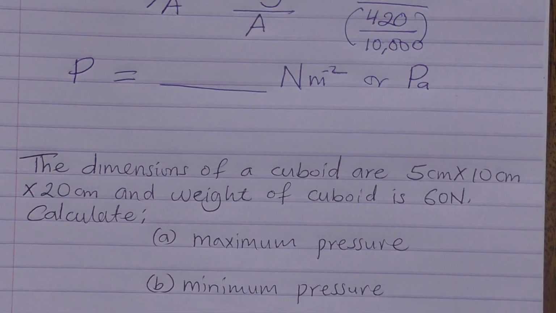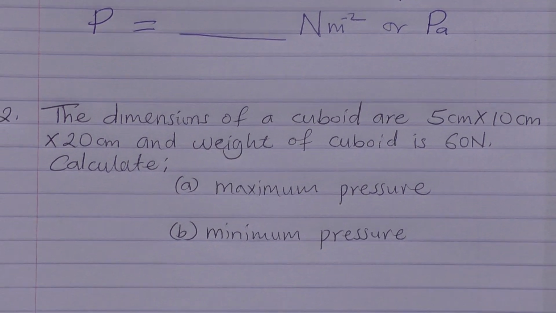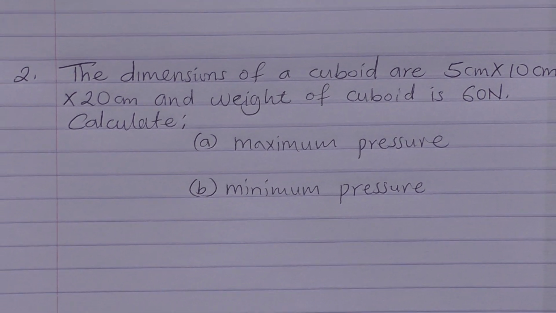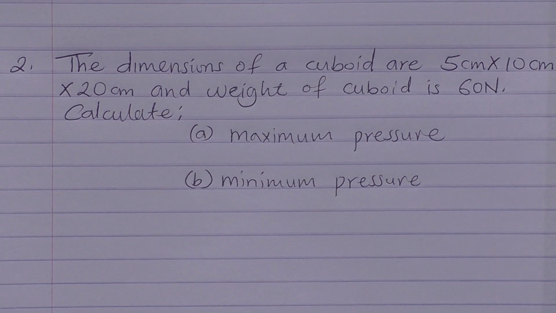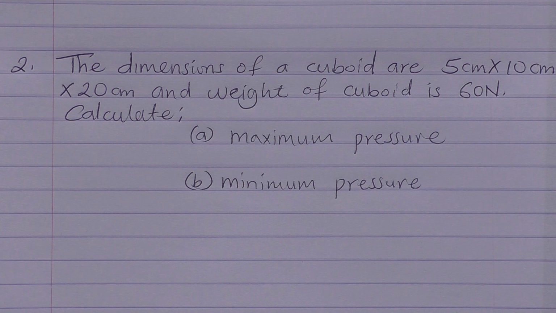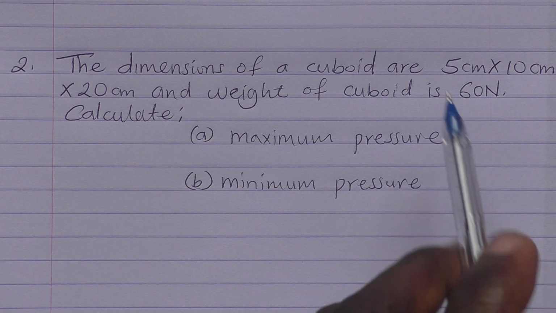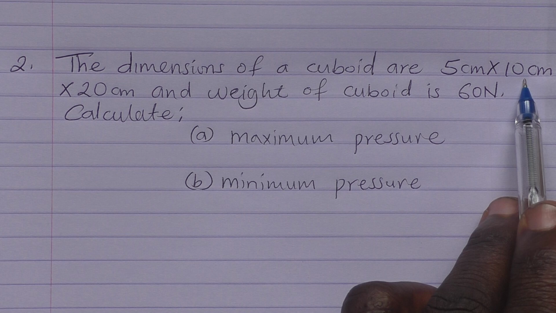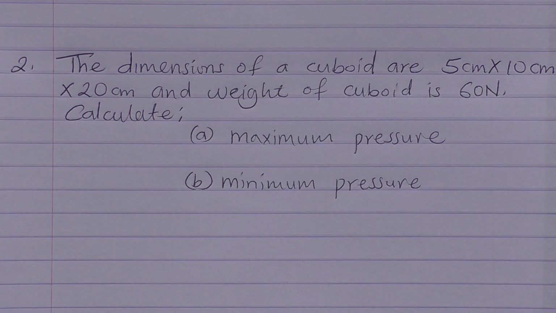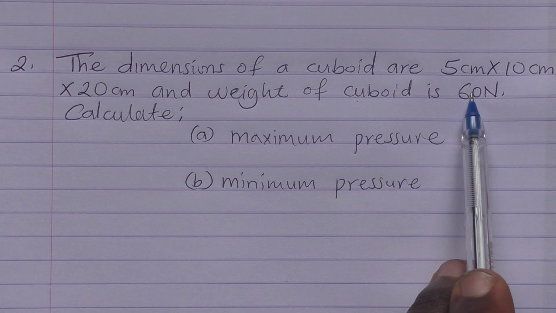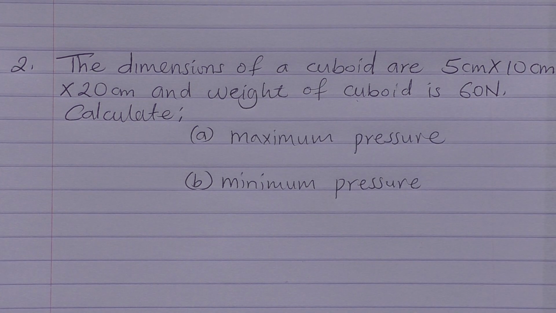Otherwise, let's move on to our second example. In the second example, we are given the dimensions of a cuboid, which is 5 centimeters by 10 by 20, and the weight of the cuboid as 60 newtons. So our task is to calculate the maximum and the minimum pressure.